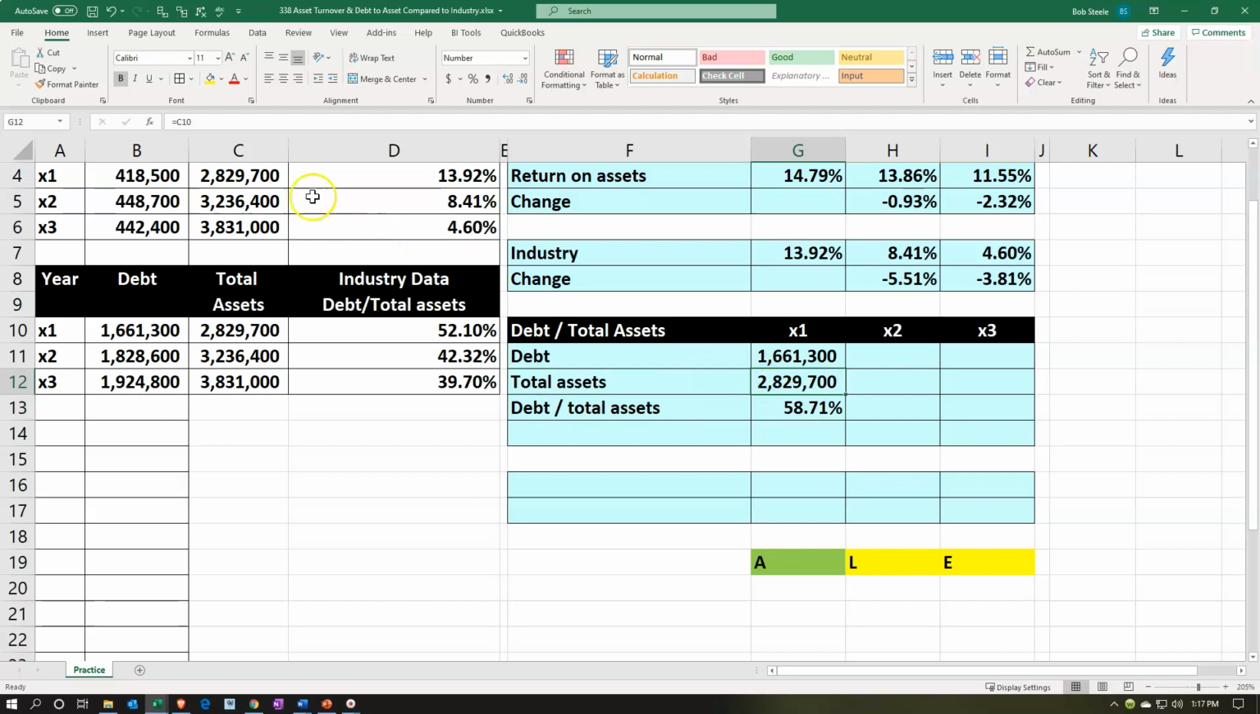I'm going to underline this item up top, home tab, font group, and underline there. So we've got the 58.71%. That's going to be the amount of the assets of the company that is claimed by third parties. 58% of total assets are basically claimed by the third party. That's going to be our liabilities.